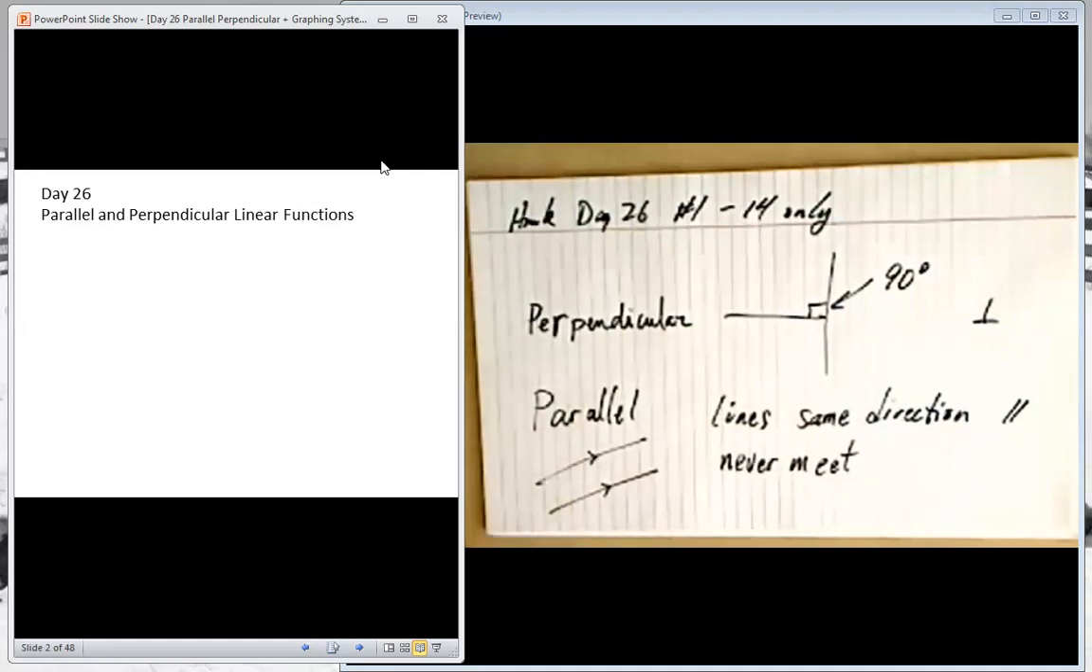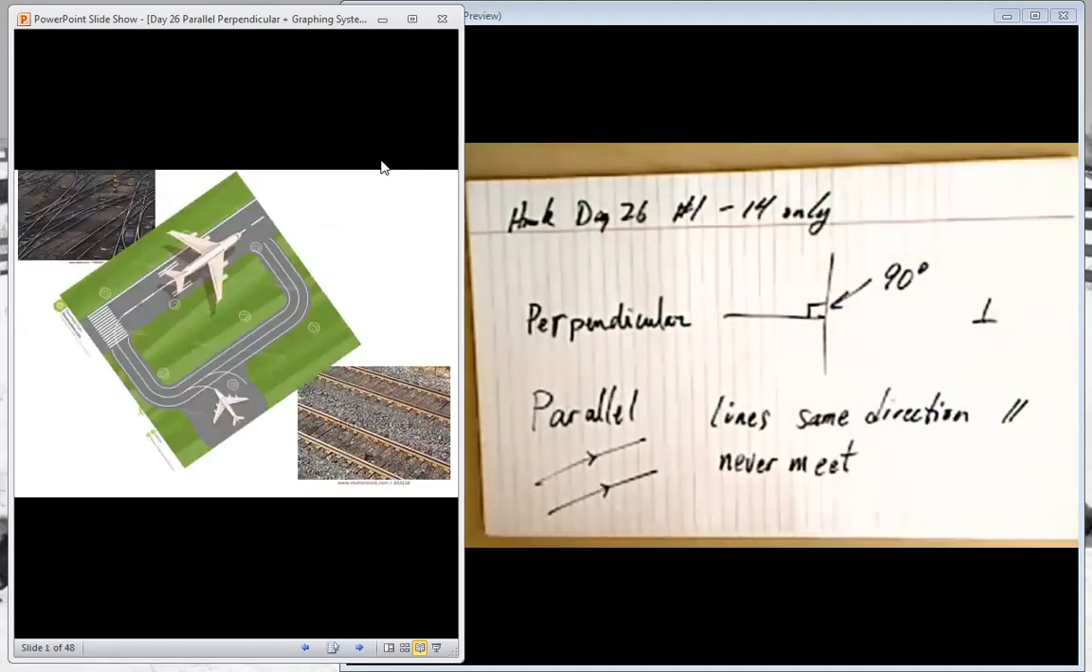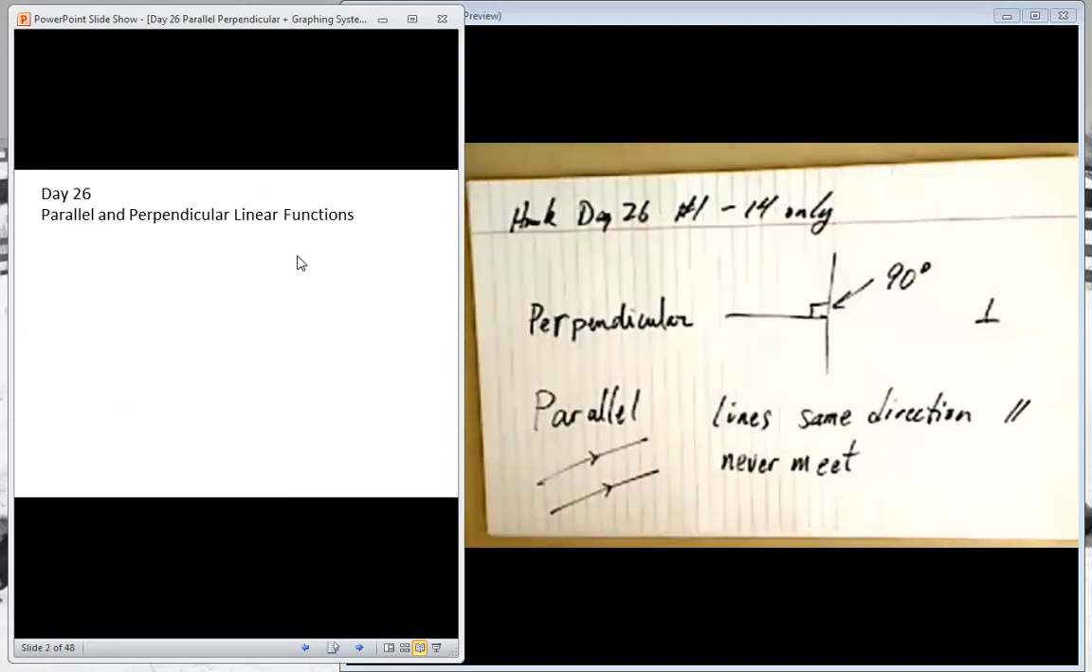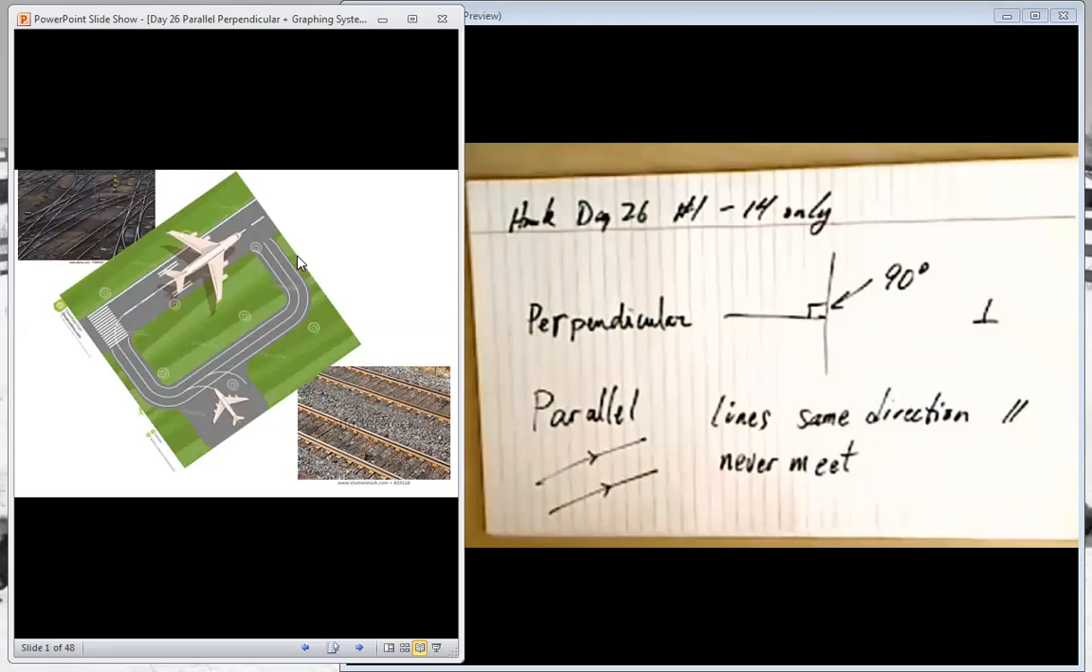The example that was on the screen before, where you can see the little lines here on the road. Those are parallel, right? Railroad tracks, parallel with one another, right? Perpendicular, right here. This road is going that way, and that road is going that way, 90 degrees to one another.